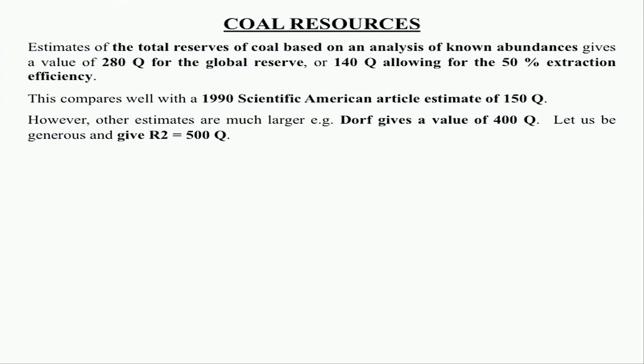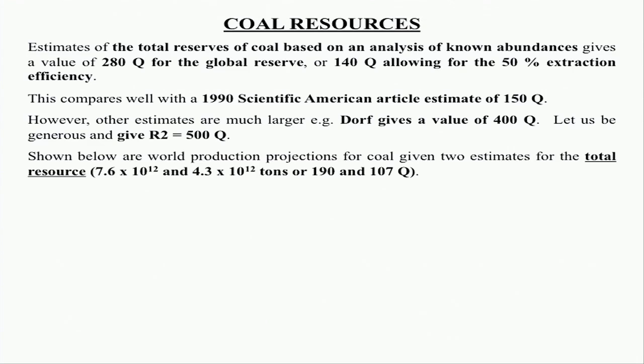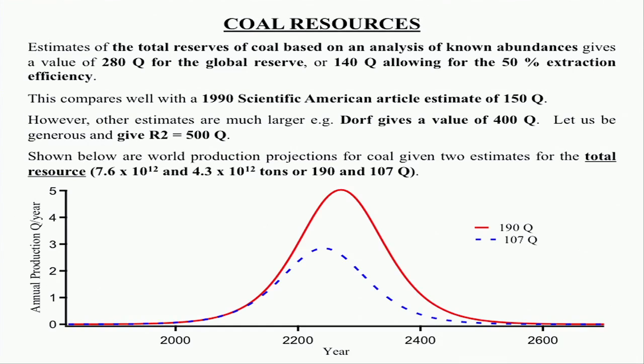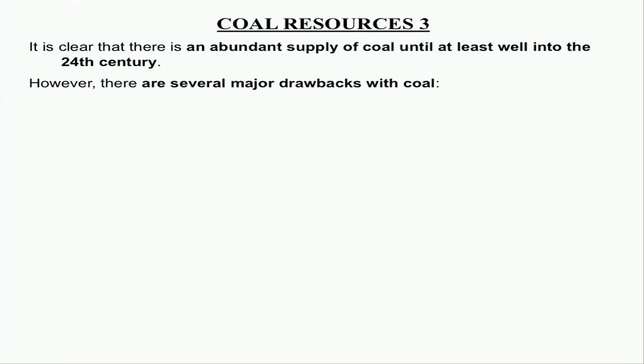There's a chap called Dorf who estimated a value of 400 Q for coal. Let's be generous and give R2 for coal of 500 Q. So we're being really generous there. And what we're going to see next is a world production projection for coal, given two different estimates of the total resource. One is for 190 Q and one for 170 Q. And you can see it doesn't actually make much difference in terms of the peak. Effectively, what we're saying is that we have enough coal, based on those estimates, that should last us into the 24th century at current production and consumption rates.